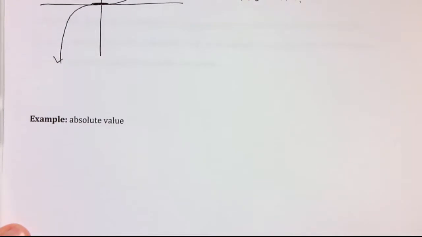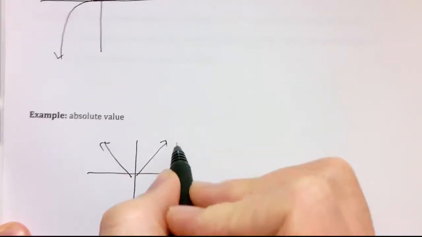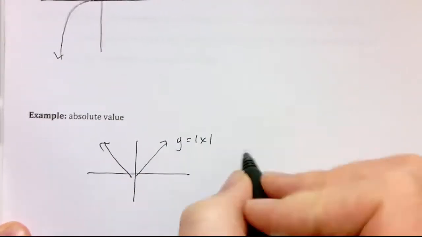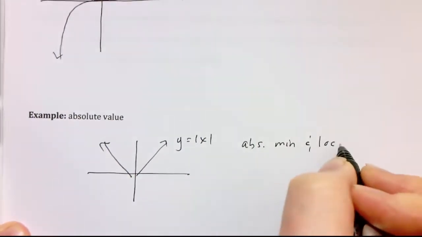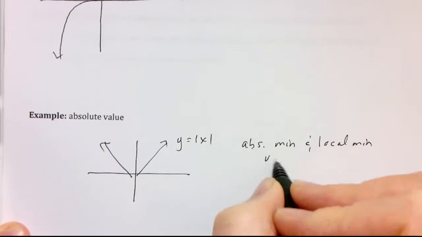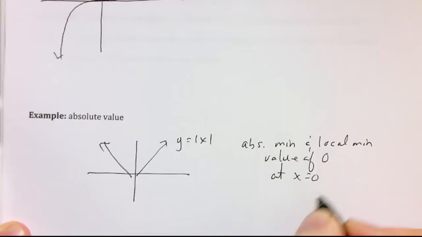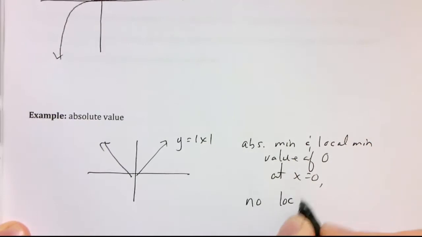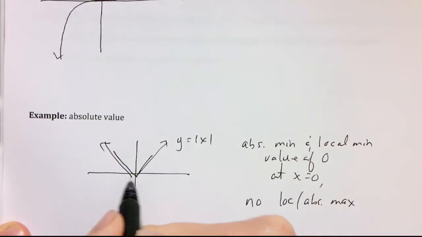Likewise, absolute value is going to provide an important example for us. The absolute value function looks like a v. Seen that a few times. The absolute min and a local min, value of 0 at x equals 0, and there's no local or absolute max. Now what's peculiar about this function is we have this minimum here, and it occurs at a point where we don't have a derivative.